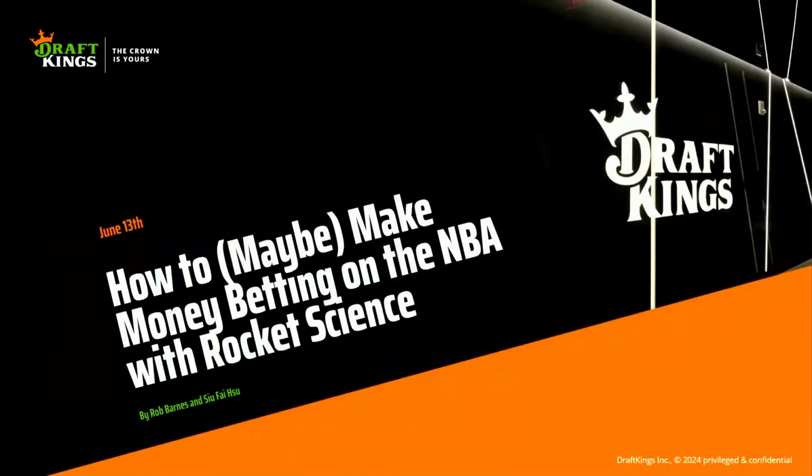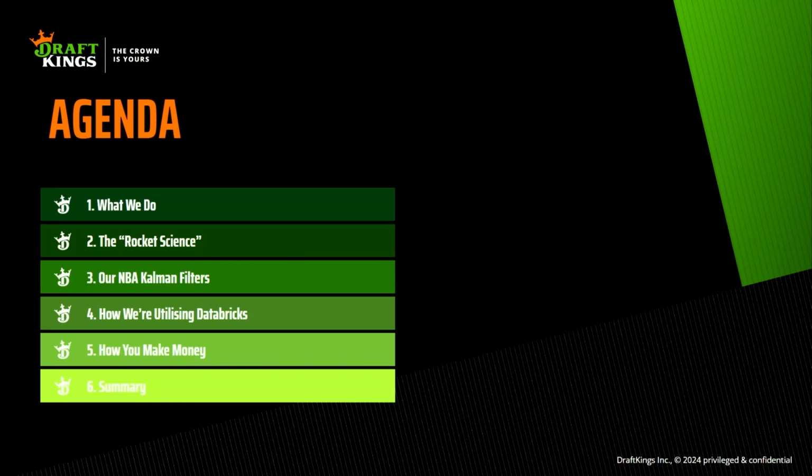But yeah, today we're going to talk to you about how to maybe make money betting on the NBA with rocket science. Just to quickly go through the agenda: firstly, what we do, then we're going to talk about the rocket science, and then Fi is going to talk to us about how we're using that rocket science specifically for the NBA, and how we're utilizing Databricks as well. And then finally, how to make money, the good stuff.